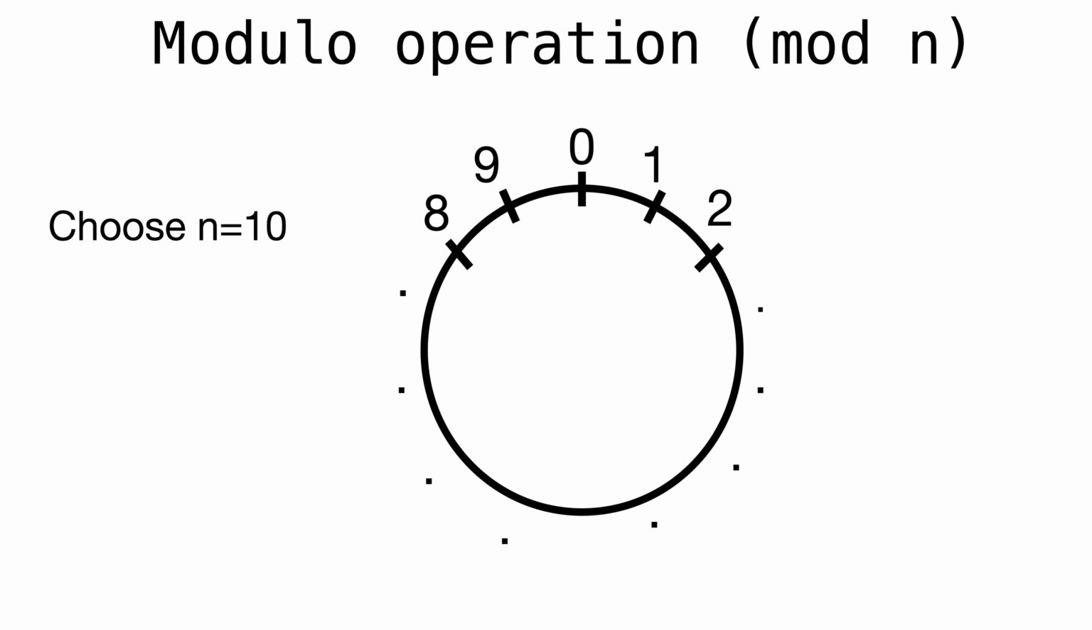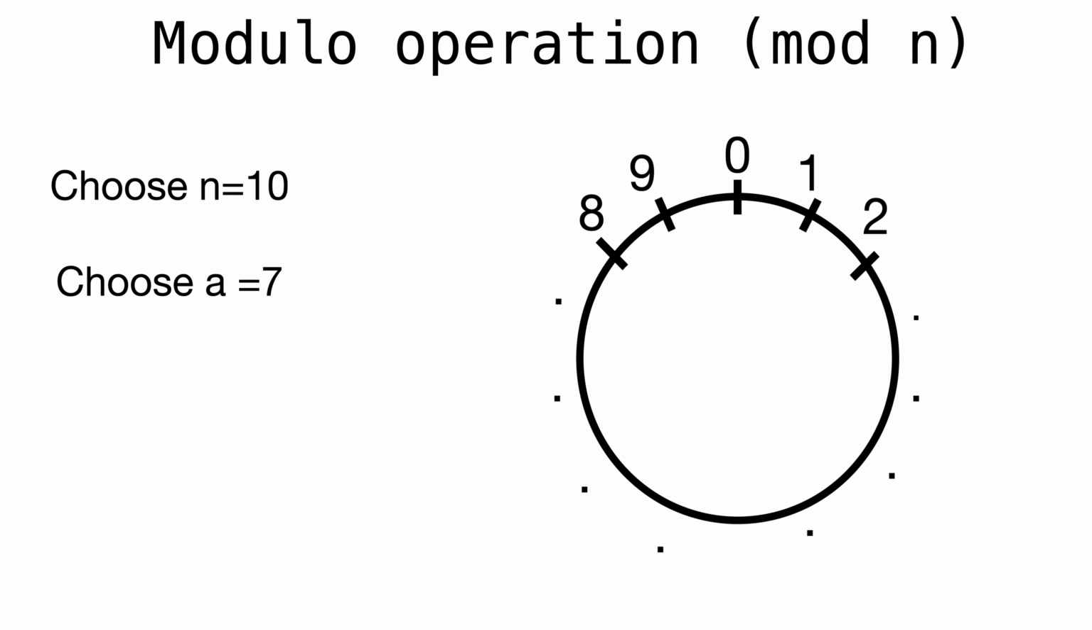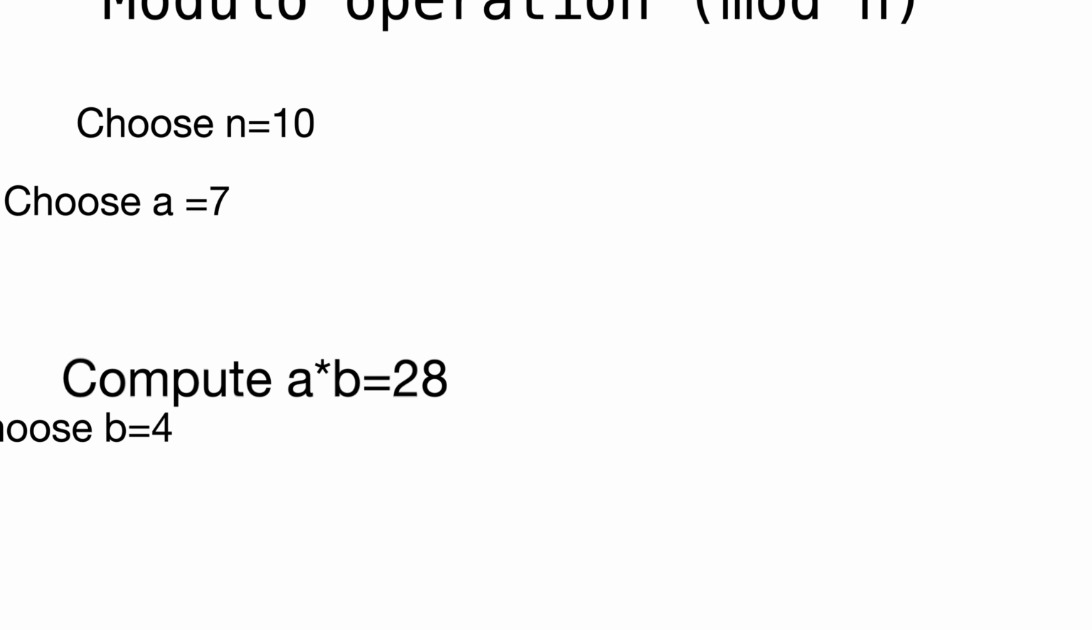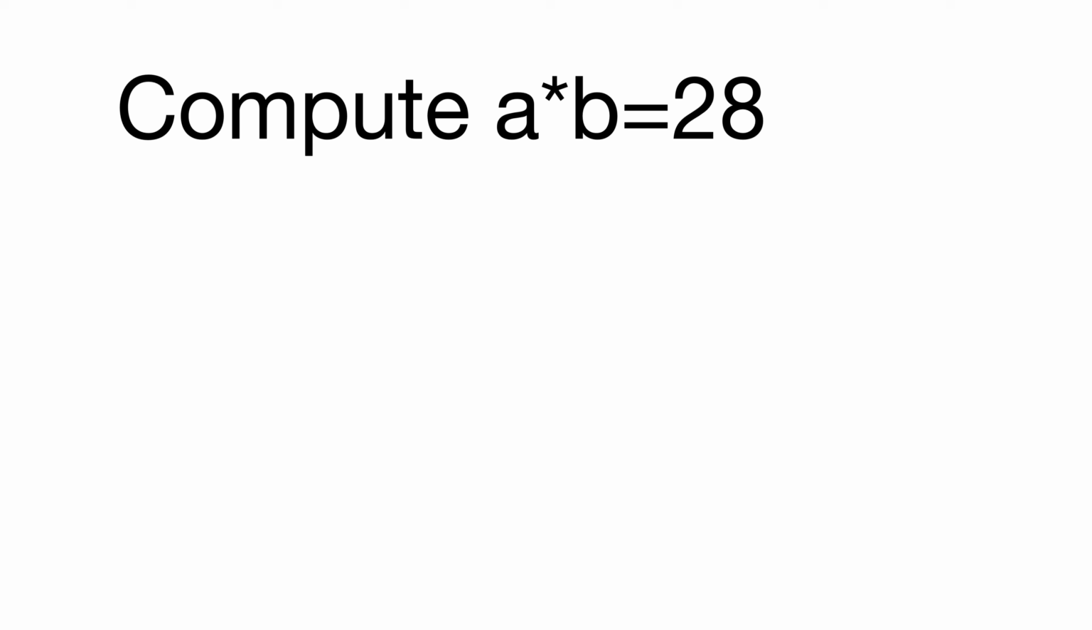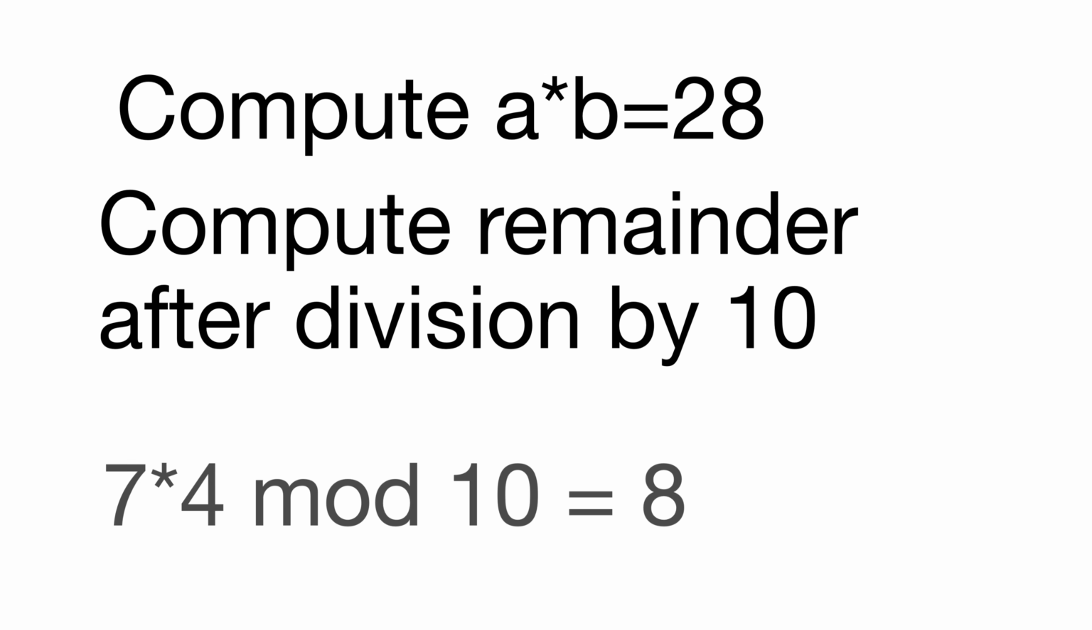In this operation we will talk about the multiplication modulo operation, and we choose two numbers to operate. First of all, we choose a equal to 7, then we choose b equal to 4, and we compute a multiplied by b, so that is 28. And our operation, as I told you, is multiplication modulo 10. So as we have got 28 as our answer after multiplication, now we compute the remainder after division by 10 and we get our answer as 8.